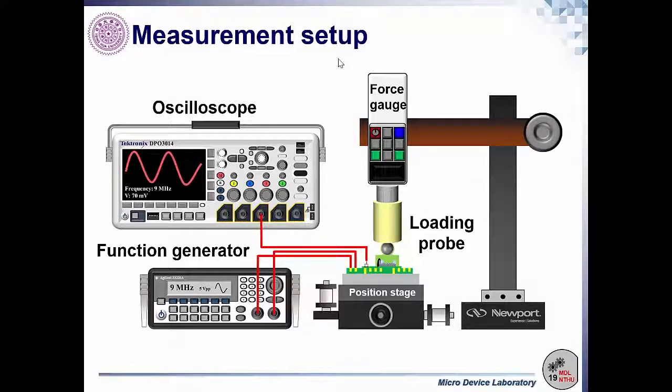The function generator is applying the AC signal into the driving coil, and the signal of the sensing coil is connected to the oscilloscope, and the sensor is loaded by the flat loading probe. Meanwhile, the sensor is fixed on the position stage, combined with the commercial force gauge. So once we apply positioning in the Z direction, a corresponding tactile force will be applied on the device.